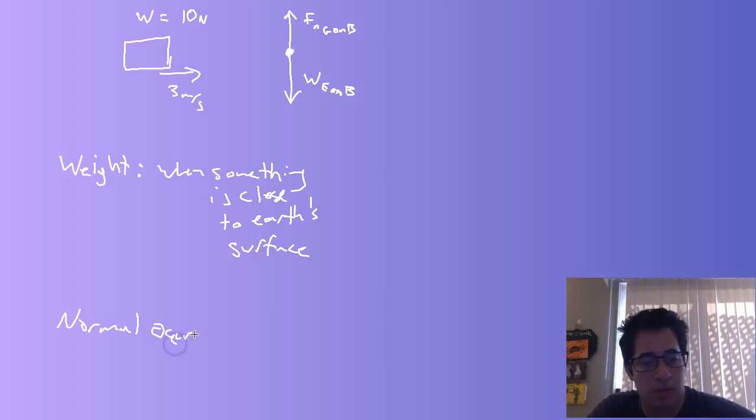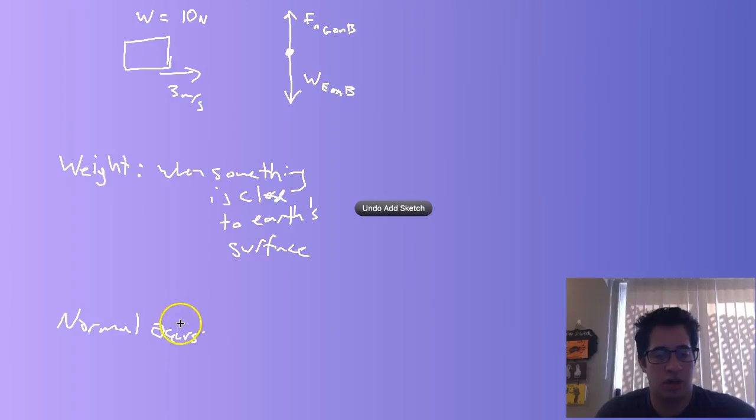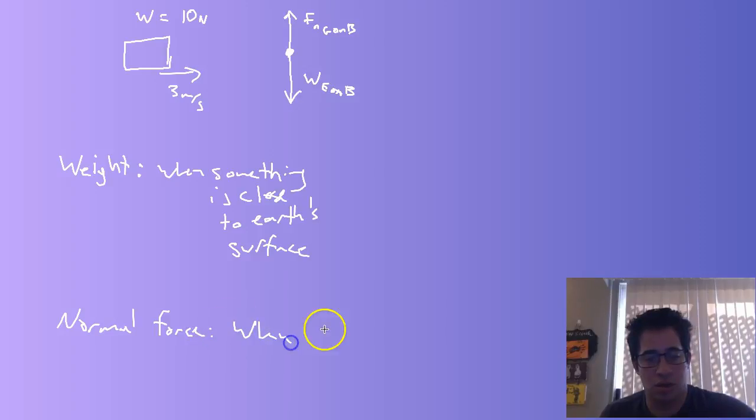A normal force occurs whenever surfaces are in contact. Sorry, I'm struggling with writing today. So normal force occurs when two objects are in contact.